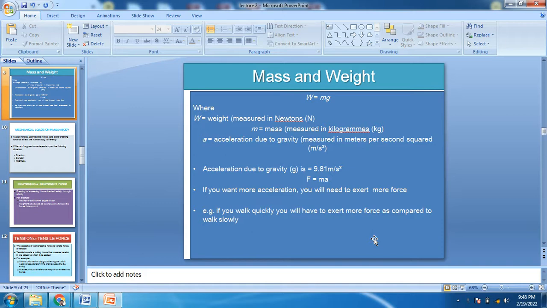Force equals mass times acceleration. If we want more acceleration, we will need to exert more force. If you walk quickly, you will have to exert more force as compared to walking slowly.